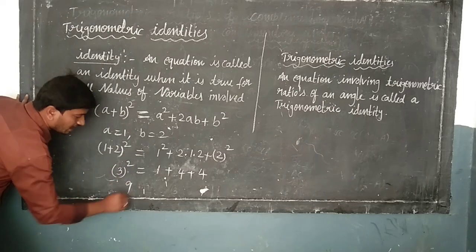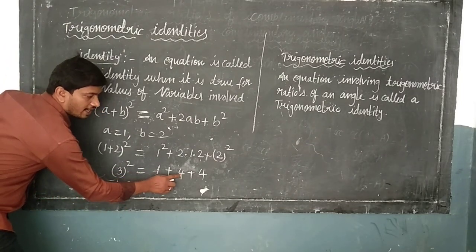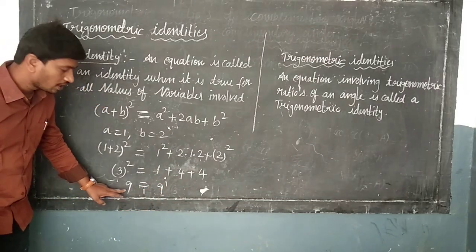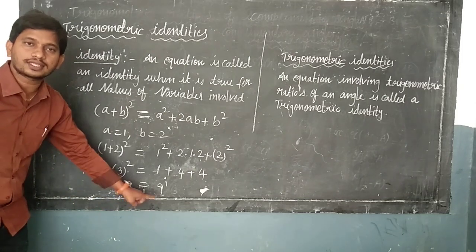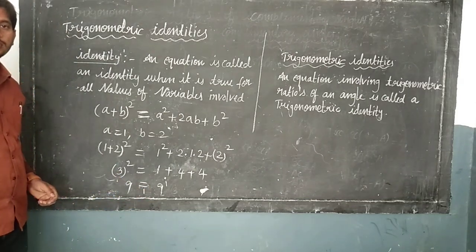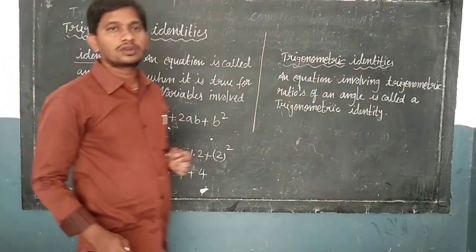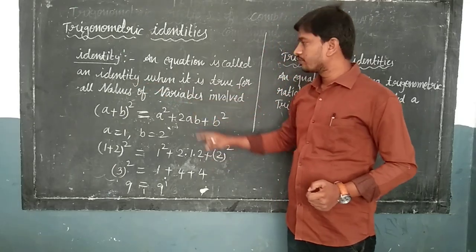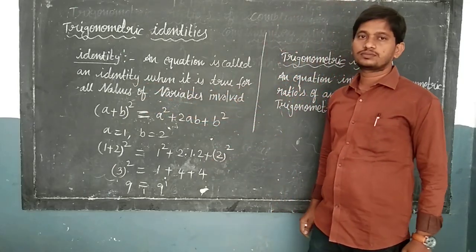So 3 square value how much? 9, equal to 1 plus 4, 5, 5 plus 4, 9. You see, observe here, LHS is equal to RHS. Both LHS and RHS are equal. Hence, we can say that it is an identity. What do you mean by identity? An equation is called an identity when it is true for all the values of variables involved.